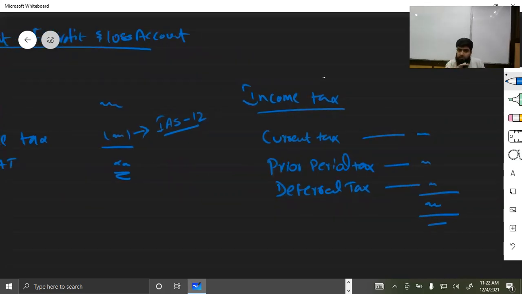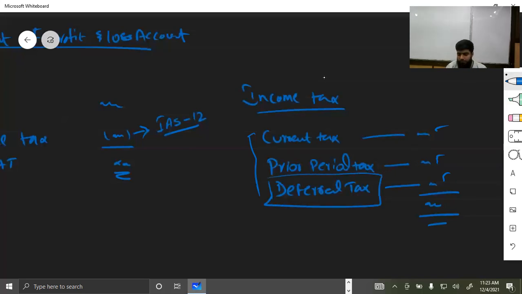So the central idea and the crux of this standard is on your screen. In this standard, in this chapter, we are going to learn how to calculate the current tax, how to calculate the prior period tax, and how to calculate the deferred tax. And out of these three taxes, the most important tax, or the most important part, is deferred tax.